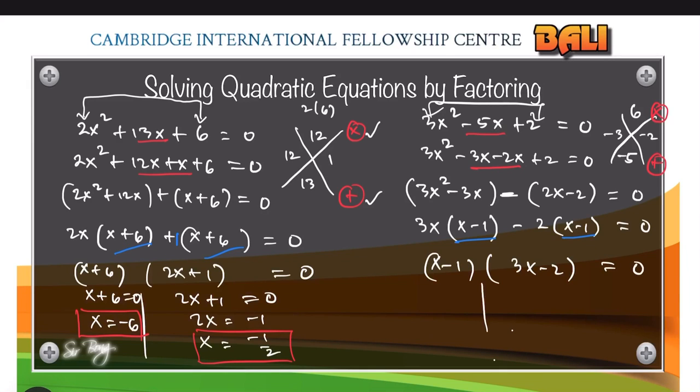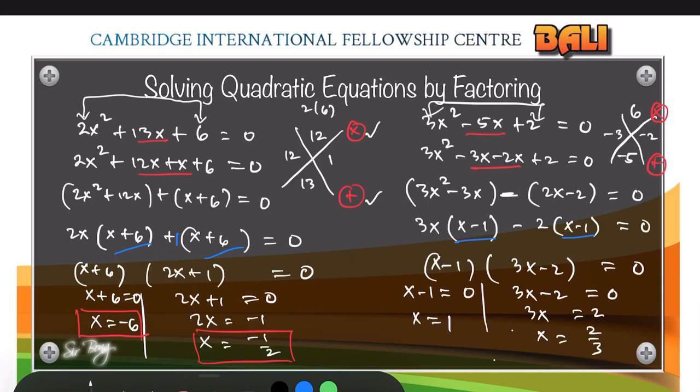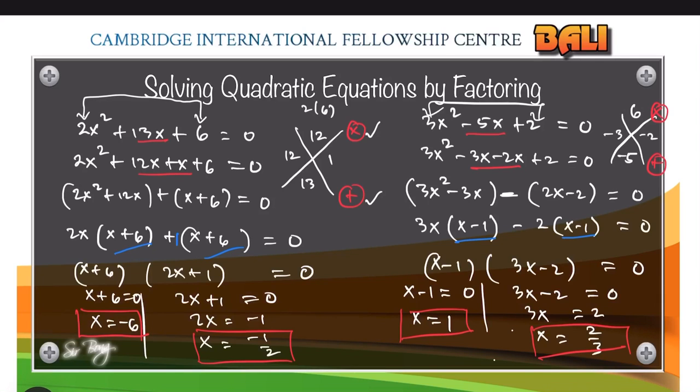Okay, equating these two factors to 0, x minus 1 is 0, so x is 1. Then 3x minus 2 is 0, 3x is 2, so x is 2 over 3. Okay, so 1 and 2/3. So these are the values of x.